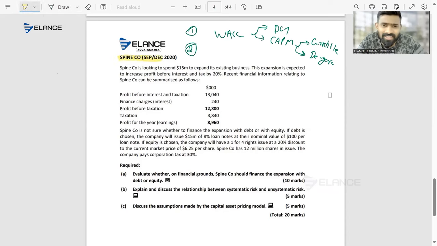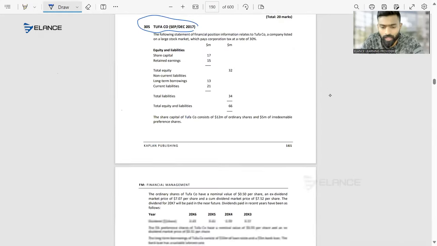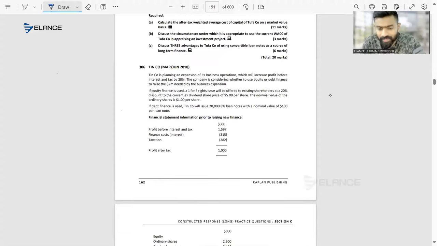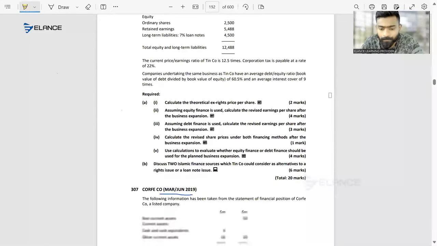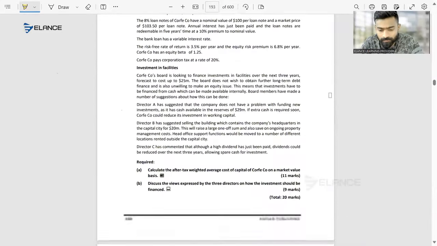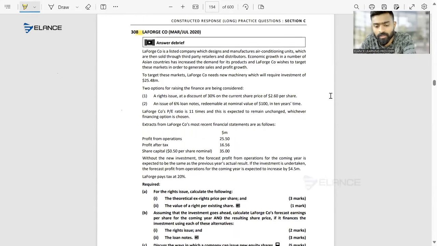Spine company is a similar repetitive question like VAT. If we go through the exam kit, mark this: Tin company. It was asked in June 2018. After solving this Spine company, you should practice these two questions, Tin company and Lefort company, a very recent question. All these are similar types of question.